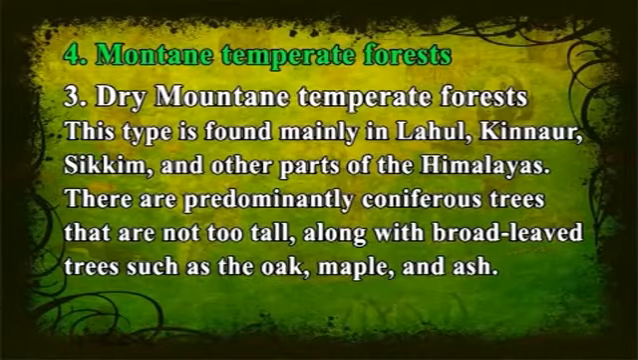Next one is dry montane forest. This type is found mainly in Lahul, Kinnaur, Sikkim, and other parts of the Himalayas. There are predominantly coniferous trees that are not too tall, along with broad-leaved trees such as oak, maple, and ash. At higher elevations, fir, juniper, deodar, and chilgoza are also found.